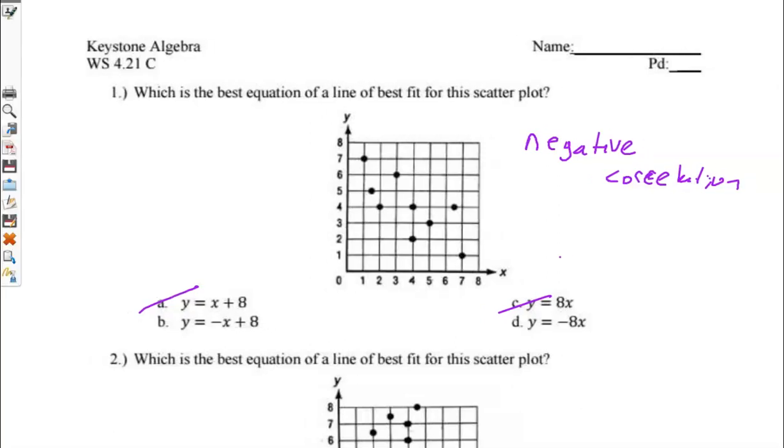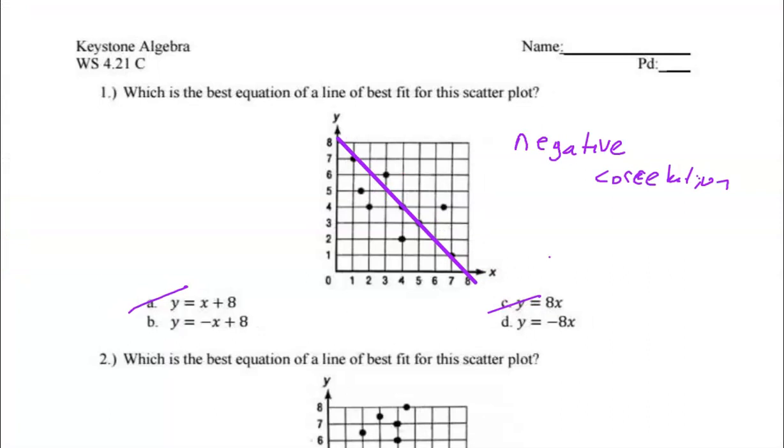And now what I'm going to look at is if I draw my line of best fit, and you can create one with any sort of line that you have. I'm just going to draw a line that looks like that. And when I look here, I can see my y-intercept appears to be positive 8. So the only possible answer here is B, because the y-intercept of the others is 0, and this line clearly does not cross at 0.